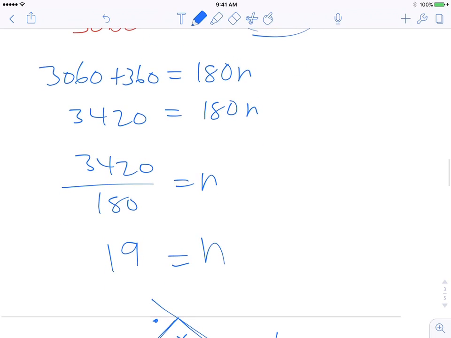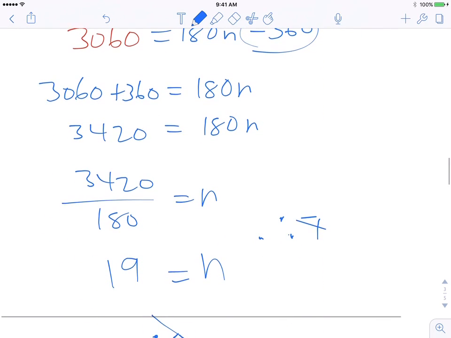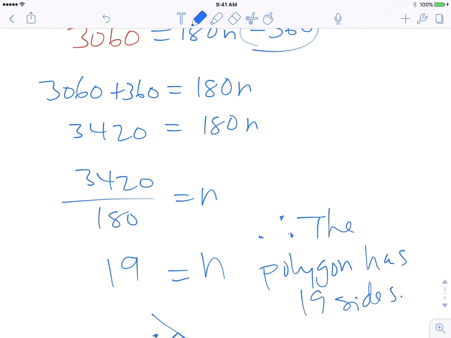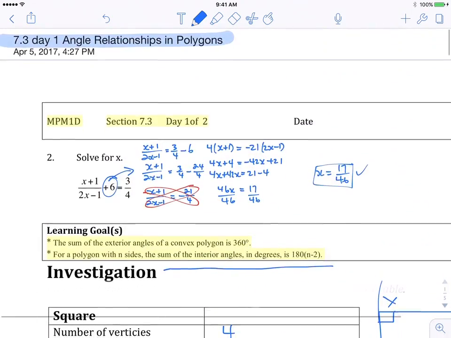And that's it. Therefore, the polygon has 19 sides. And that's it. All right. I hope that makes sense, and we'll see you in class.